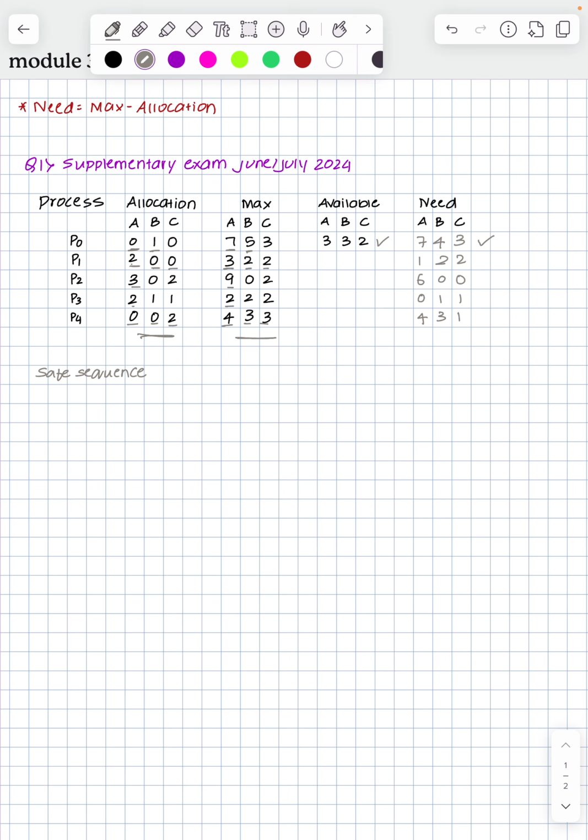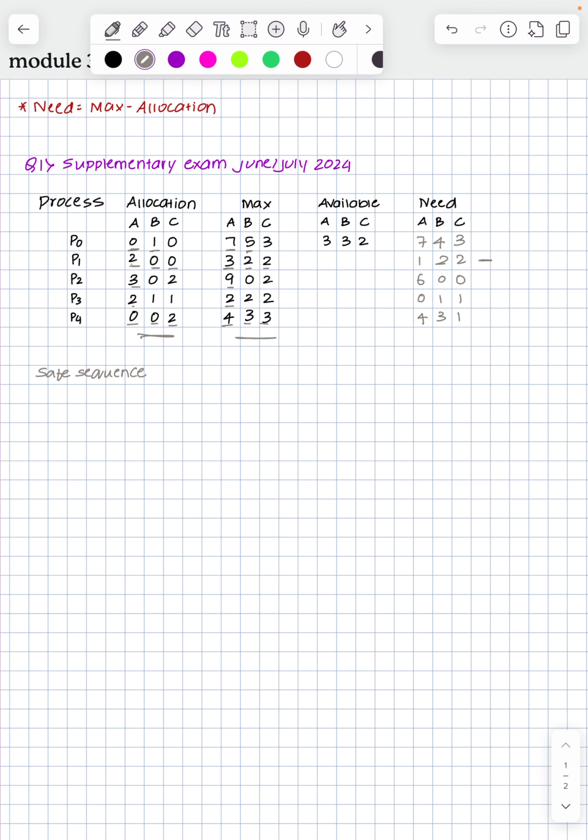So let's start with P0. We need 7 resources of A, and we only have 3 resources available. If we start executing this, we need 7 and we have 3. So the system is definitely going to enter a deadlock state, and we do not want that to happen. So we have to select the process which needs less than the available. For example, the next one.